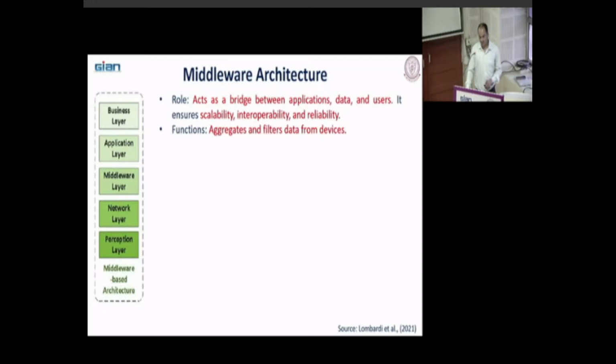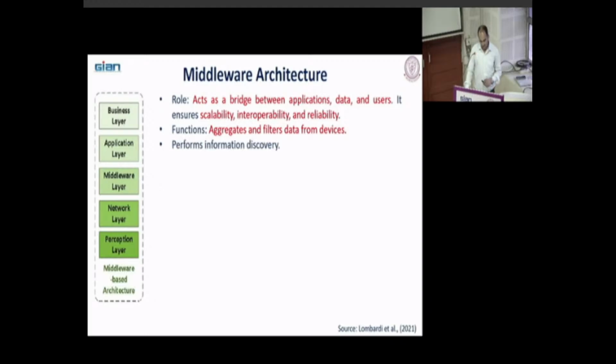It aggregates and filters data from different devices. Suppose you have thousands of trucks in your company, and thousands of IoT devices are there. Some small trucks, large trucks, delivery vans. A huge amount of data is coming from each vehicle and in different formats. So it helps to aggregate and filter data from the different devices.